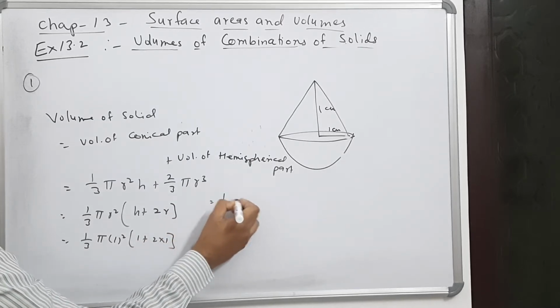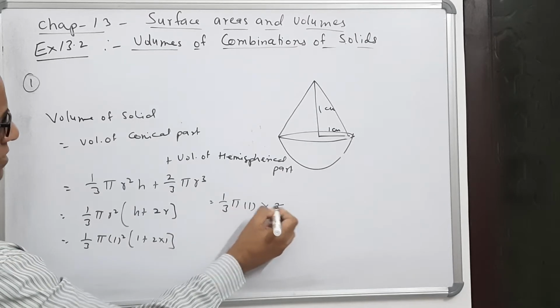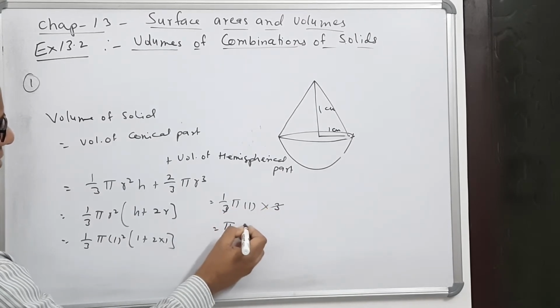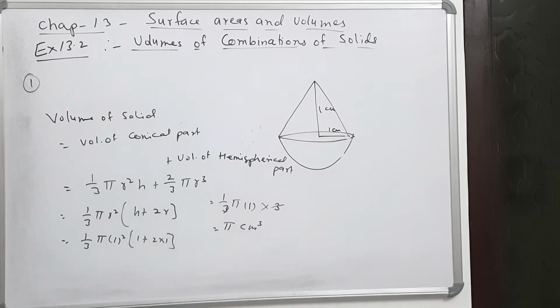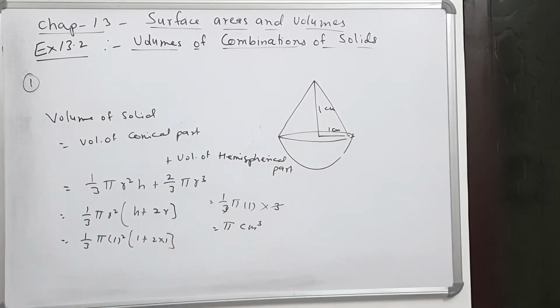So it is 1 upon 3, 1 square is 1 and this part is 3. So 3 and 3 cancel. Answer is pi centimeter cube, and it is told in the sum that you find the answer in terms of pi only. So the answer is pi centimeter cube. I hope this part is clear to you. Now the second problem.